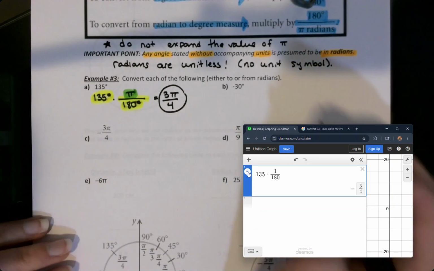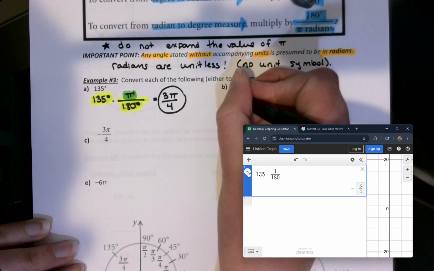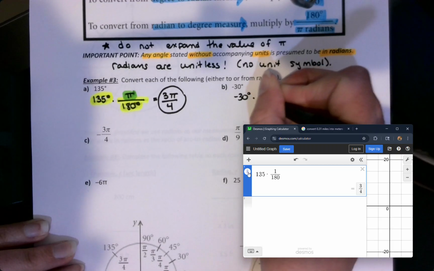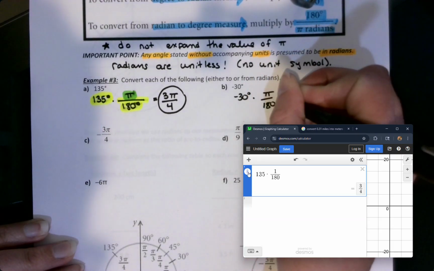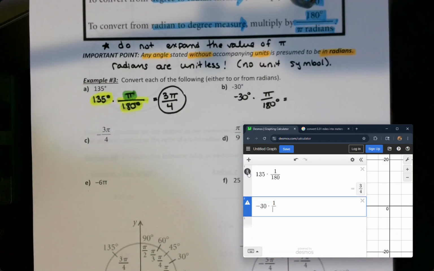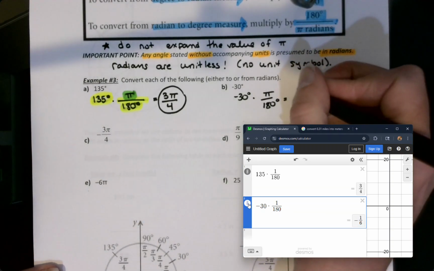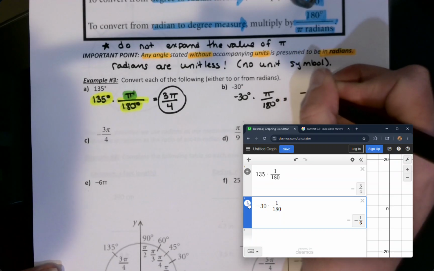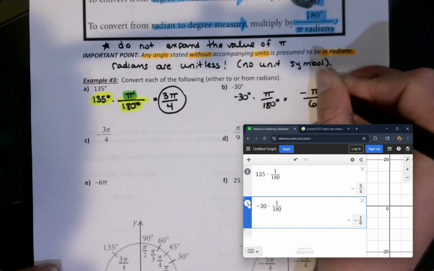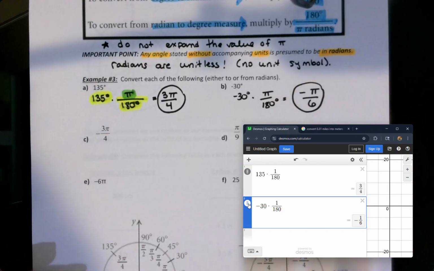Let's look at another one. This one's negative 30 degrees times pi over 180 degrees. We'll use a similar technique. We're going to take negative 30 times 1 over 180, convert this into a fraction, negative 1/6. So we're going to have negative 1 pi, or negative pi, over 6. That is our simplified angle in radian measure.